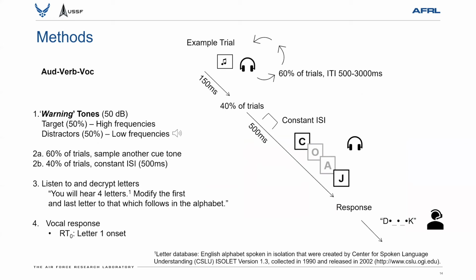And to decrypt them, they were modifying the first and last letter to that which follows in the alphabet. So for instance, in this trial here, they heard C-O-A-J. They were to decrypt C and J, and they would say out loud D-K.